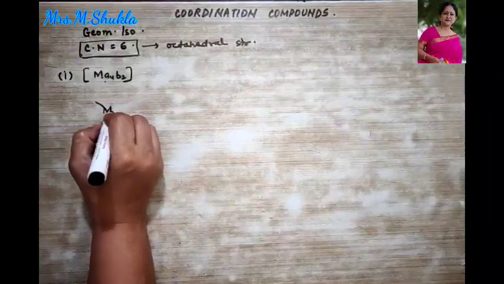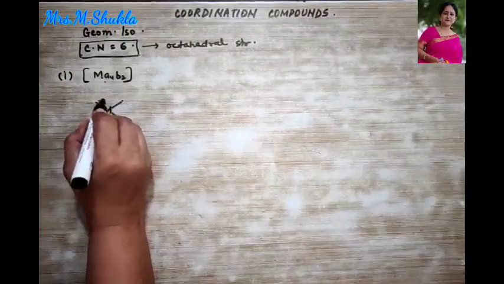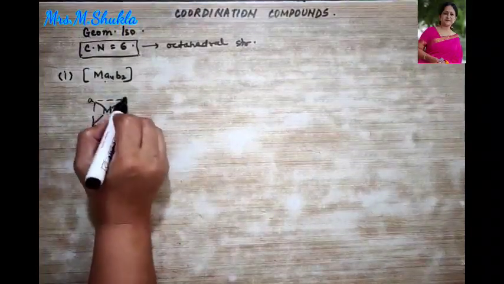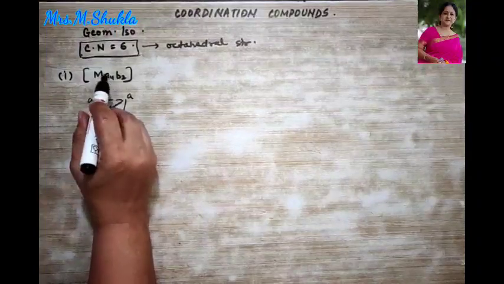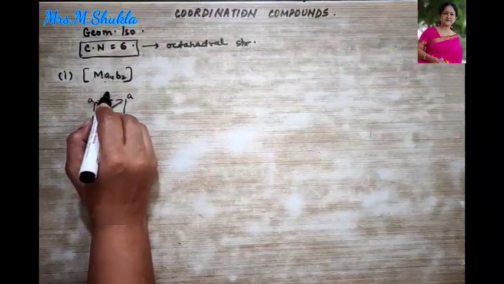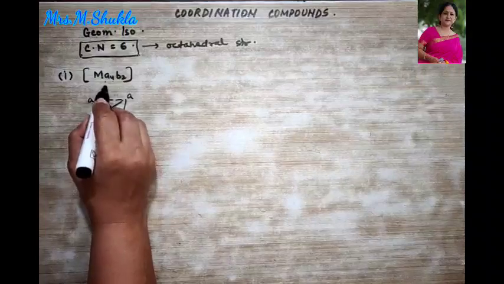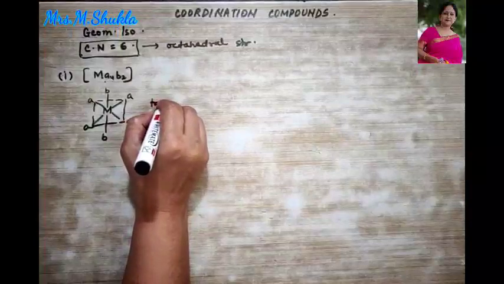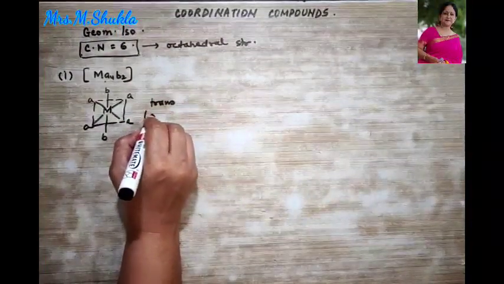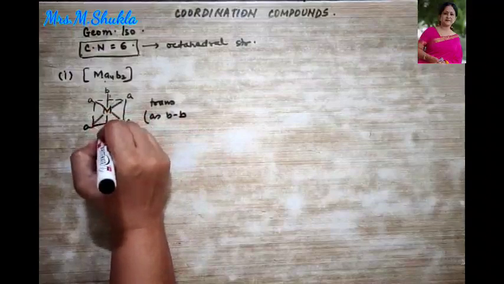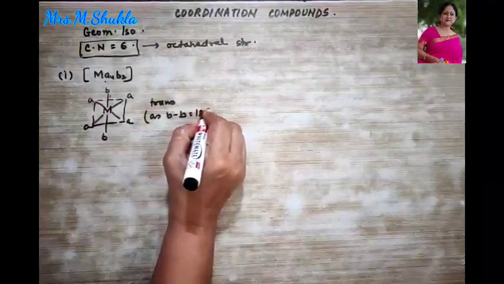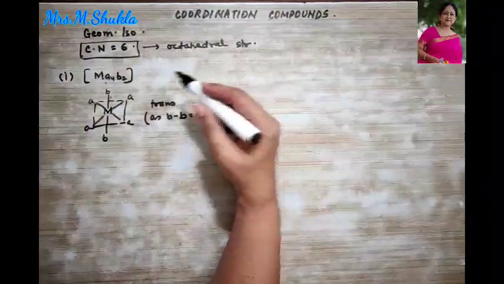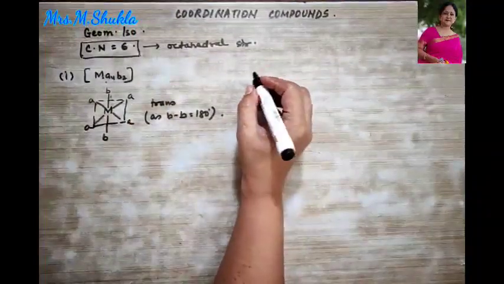M, this can be A because the A ligand is 4, and this could be B. Okay, so what does it show? It shows trans. Why? As BB, they form 180 degree. Okay, so geometrical isomerism of this particular compound, what can that be?